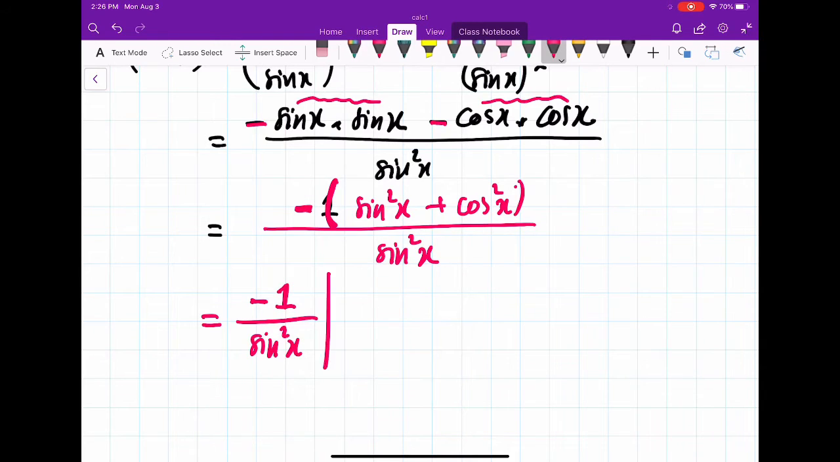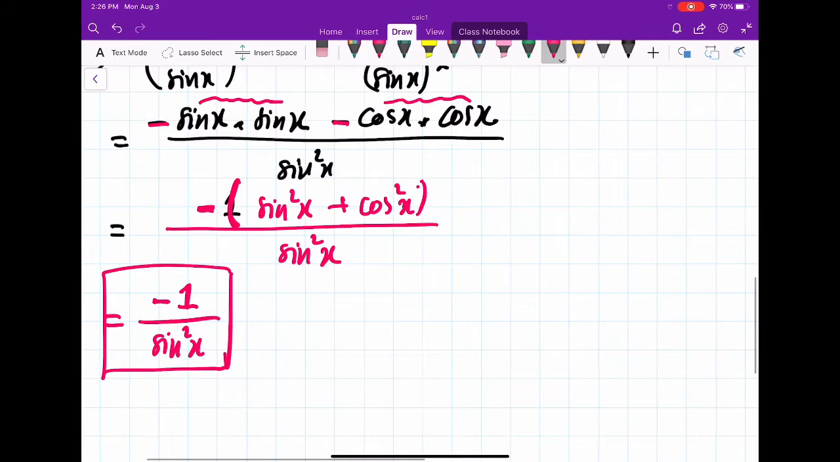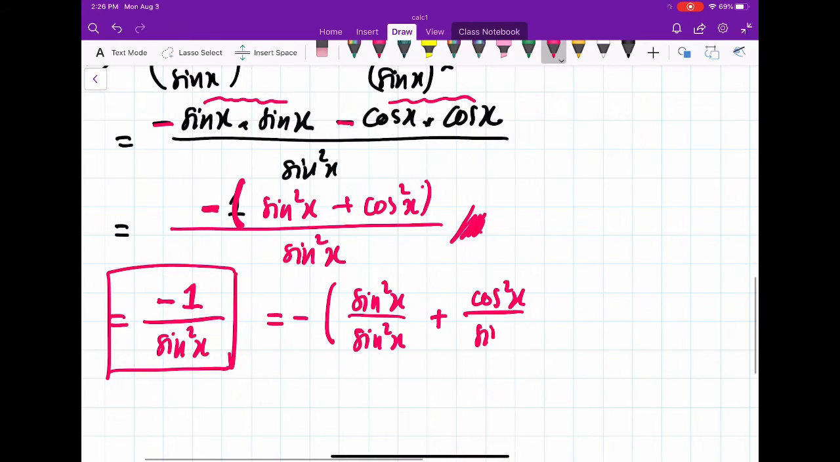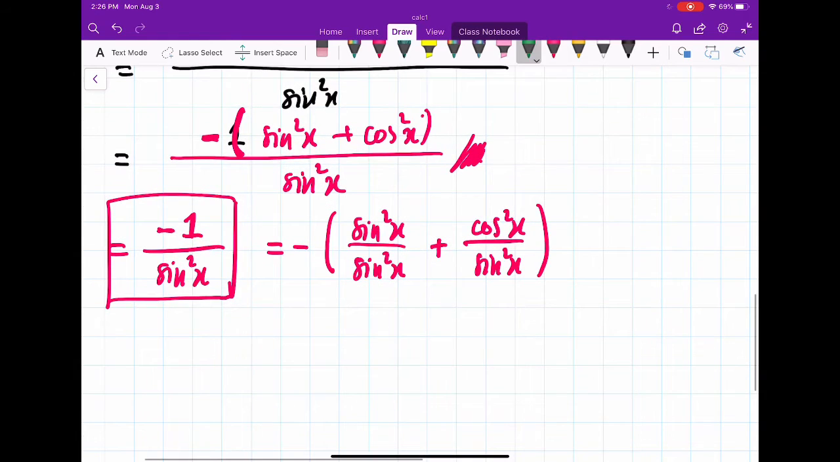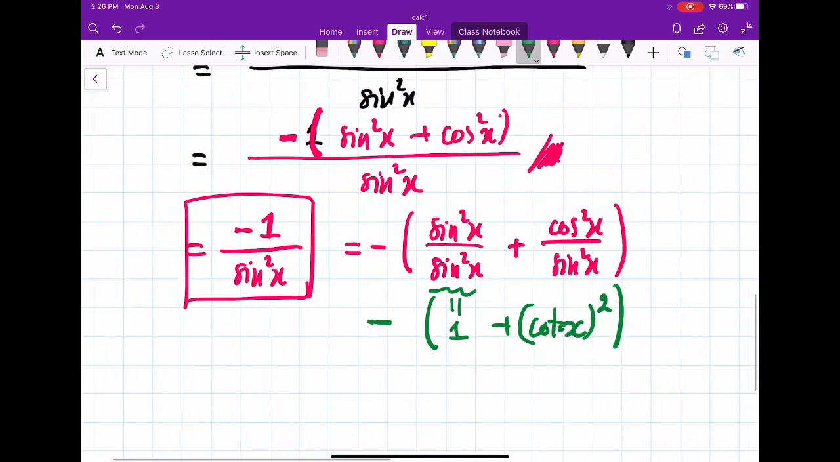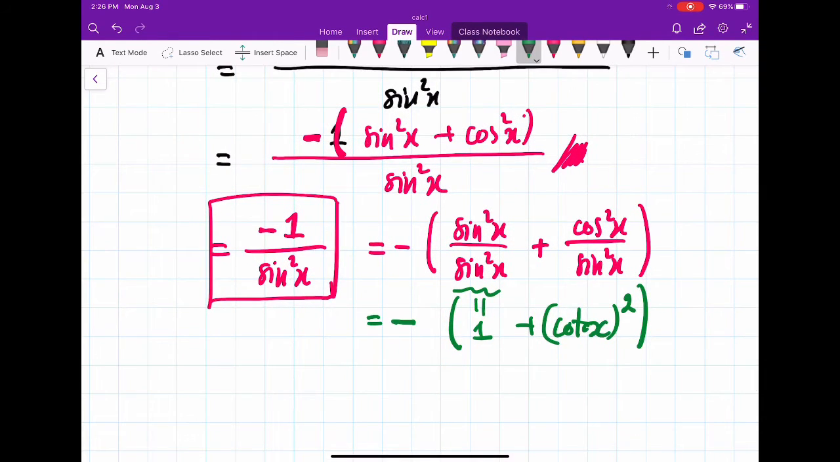You see? And similar to the previous case, you may break this function into two functions. So you might have negative sine square x over sine square x plus cosine square x over sine square x. You see? And here you have 1, that is the first term, and here you have cotangent x squared. So that is the derivative of cotangent. Again, you may use this formula, or this one.